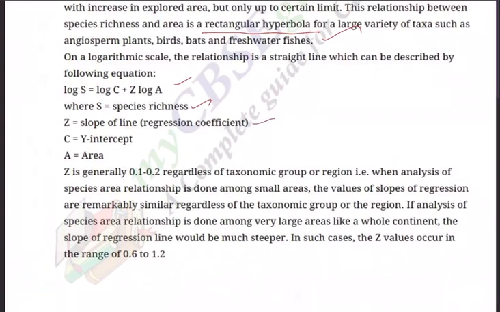Log S is equal to log C plus Z log A, where S is species richness, Z is slope of line, regression coefficient we say, C is y-intercept, A is area, and Z is generally 0.1 to 0.2 regardless of taxonomic group or a region. When analysis of species area relationship is done among small areas, the values of slopes of regression are remarkably similar regardless of the taxonomic group or the region.